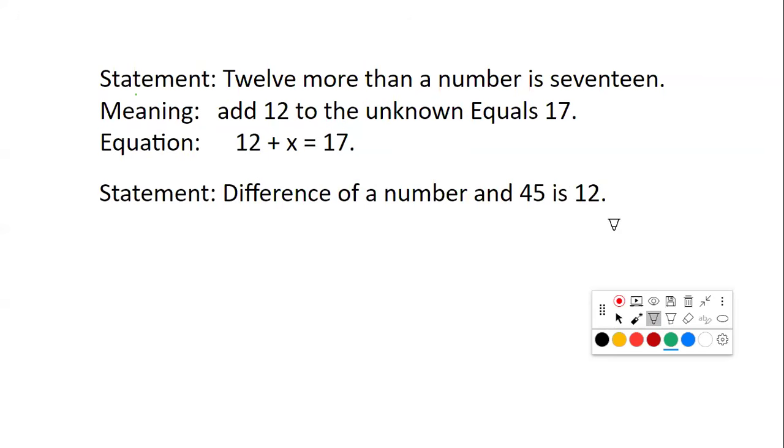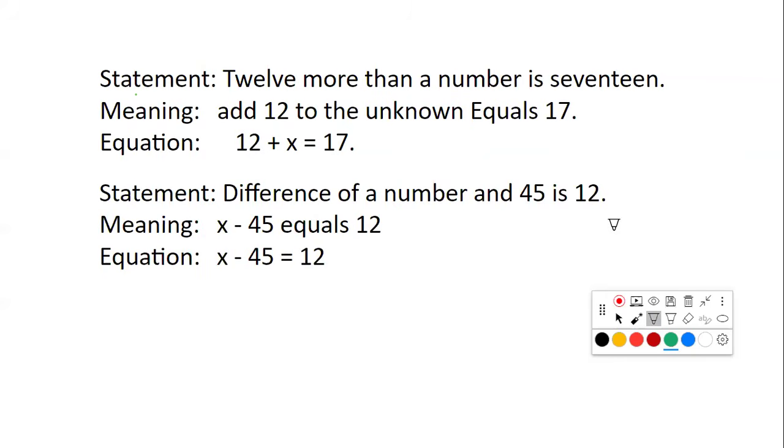Difference of a number and 45 is 12. I don't know the number, let that be x, and the difference with 45 is 12. So x minus 45 equals 12. So you can solve it and get the x value. What type of equation will you write? x minus 45 is equal to 12. So basically, interpreting that English language and writing it in the form of an equation.